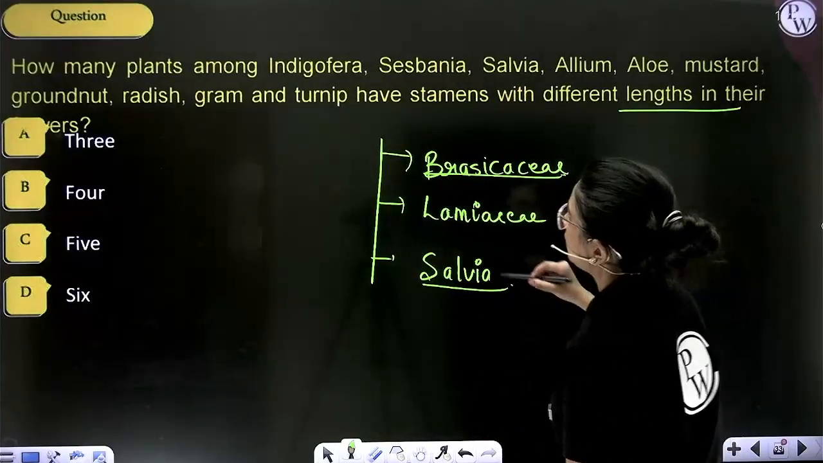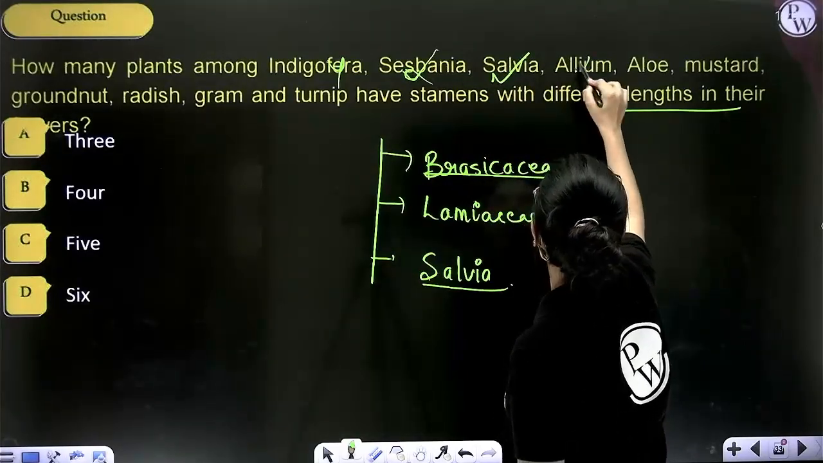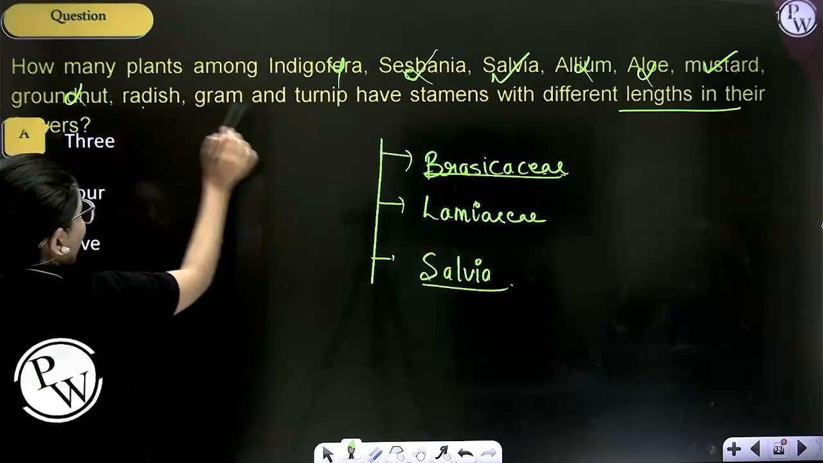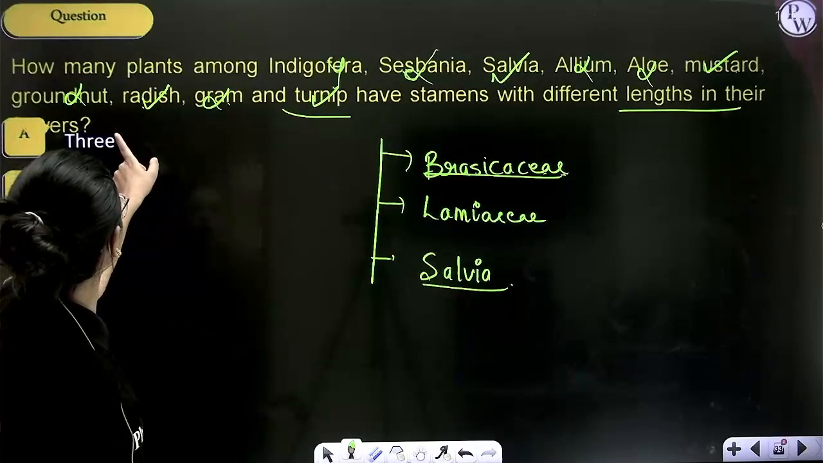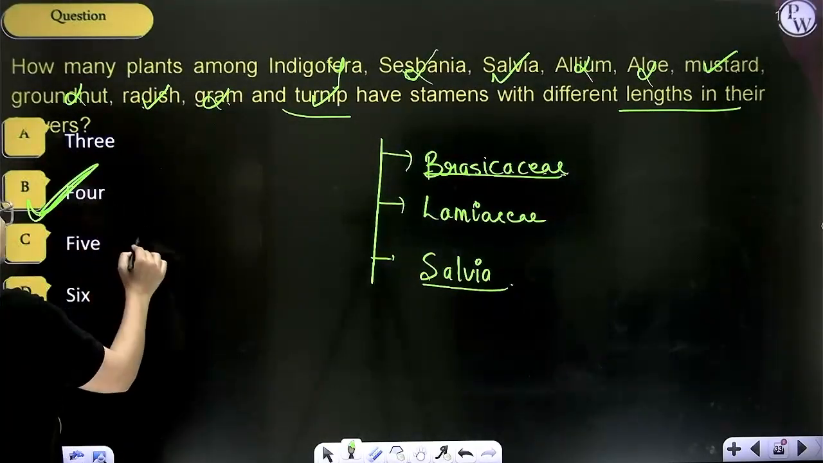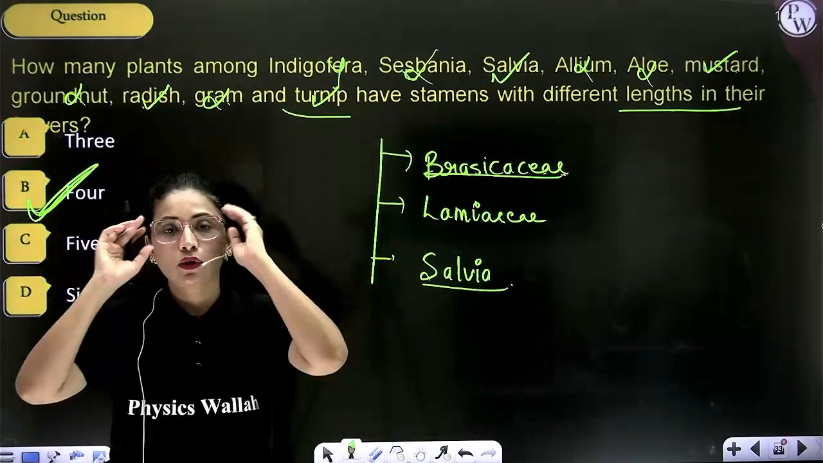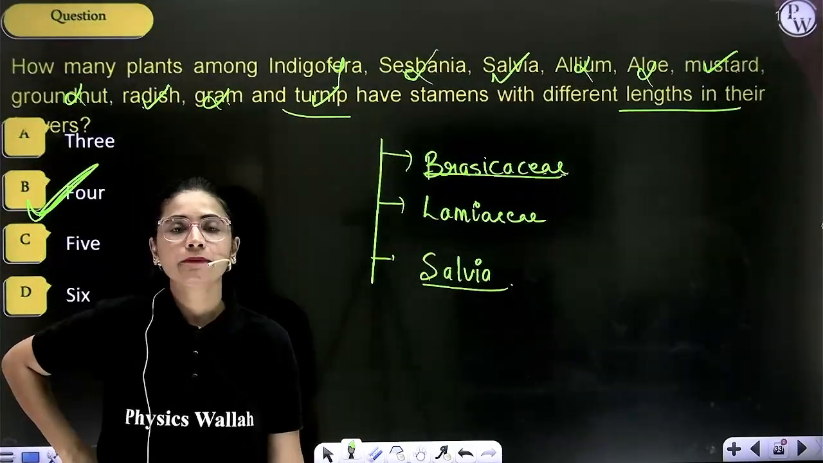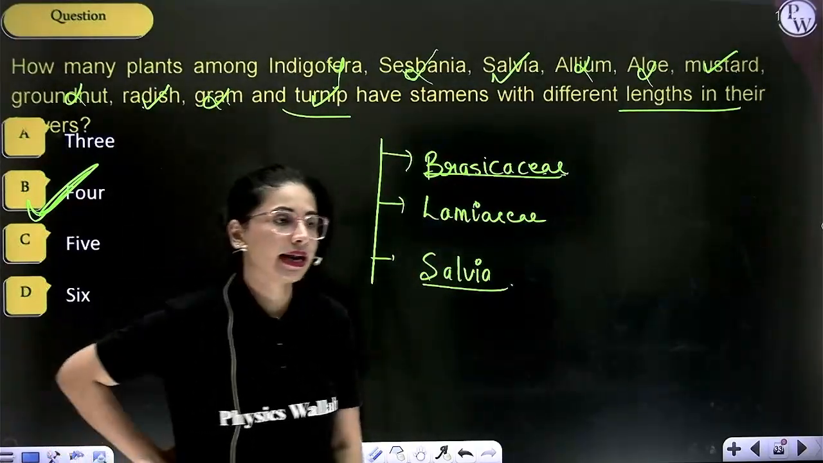Okay, now check. Indigofera, no. Mustard, Brassicaceae, yes. Groundnut, no. Radish, Brassicaceae, yes. Gram, no. Turnip, Brassicaceae, yes. So how many? 1, 2, 3, 4. This simply means when the filament length is not the same. Usually we see if there are 5 stamens, then all the filament lengths are the same. But in case of Brassicaceae and Liliaceae, the filament lengths of the stamens are different. Correct? Okay.